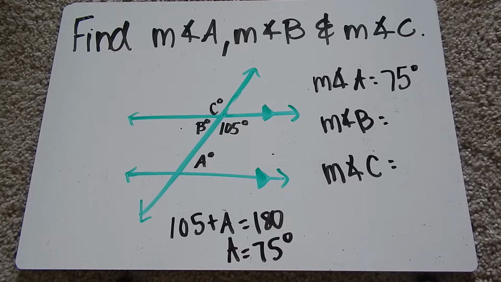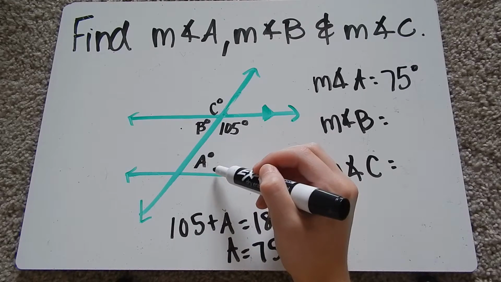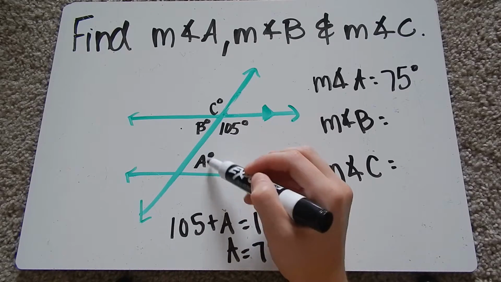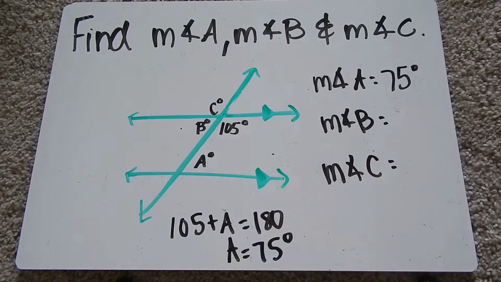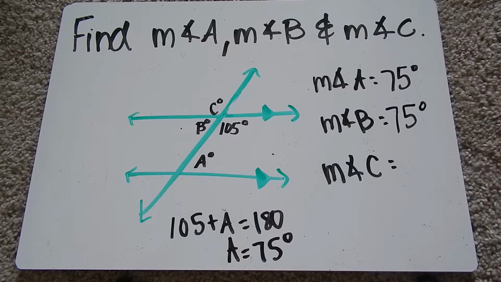The measure of angle B, if you look at angle A and angle B, they are alternate interior angles. Alternate interior angles are always congruent, so the measure of angle B is also 75 degrees.